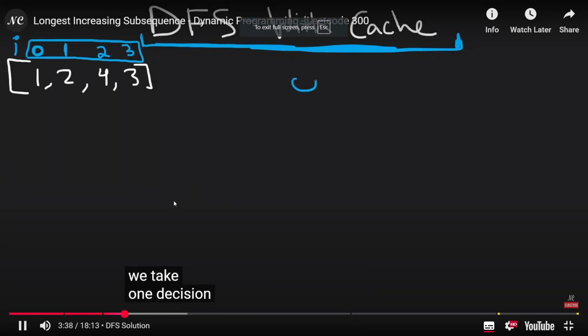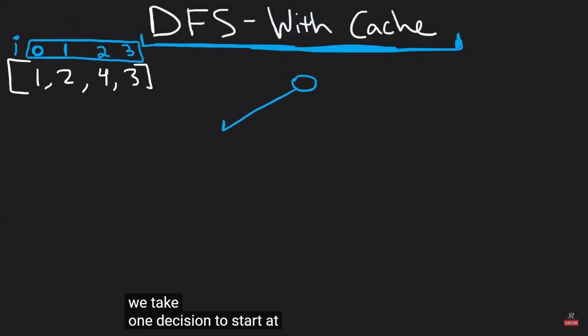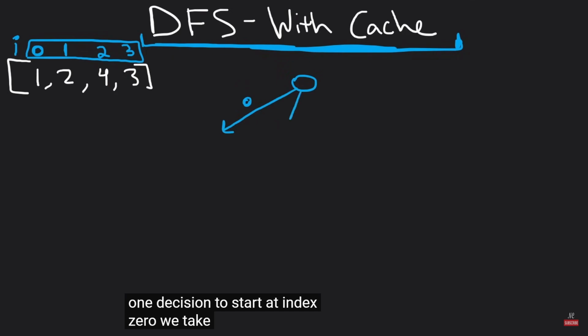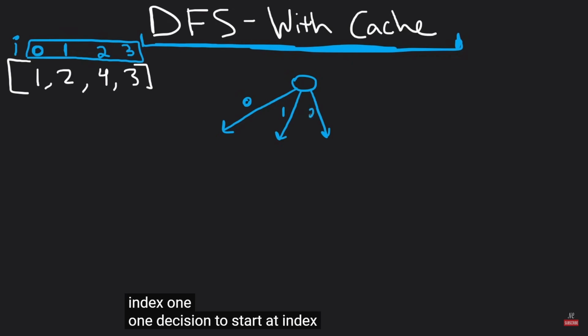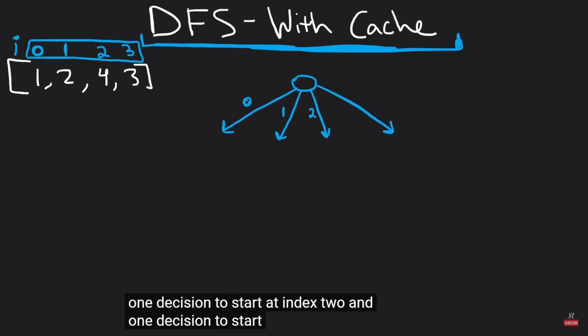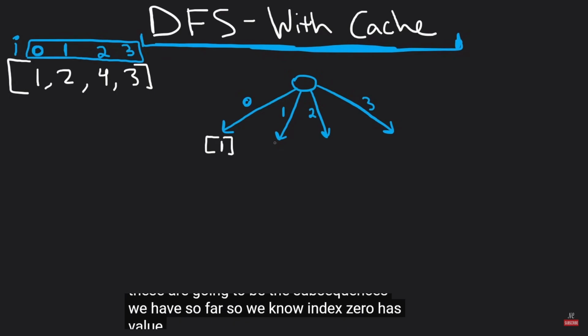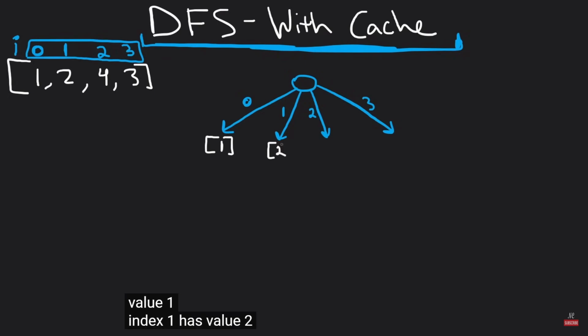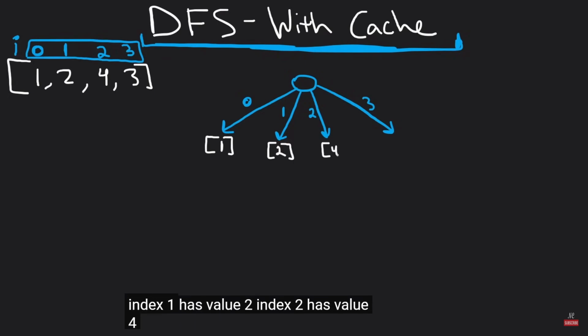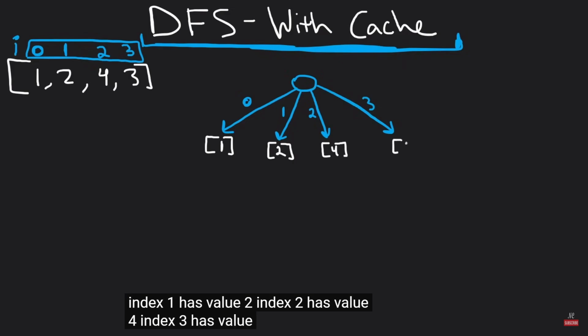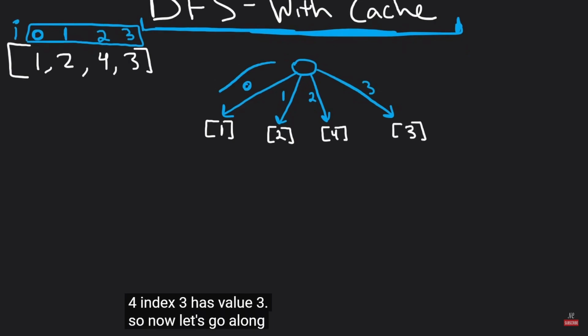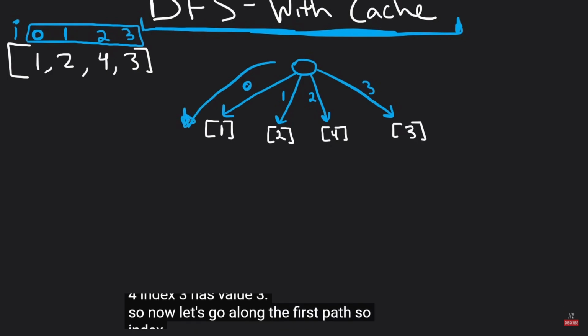So we take one decision to start at index 0. We take one decision to start at index 1, one decision to start at index 2, and one decision to start at index 3. So in these cases, these are going to be the subsequences we have so far. We know index 0 has value 1, index 1 has value 2, index 2 has value 4, index 3 has value 3. So now let's go along the first path, so index 0.